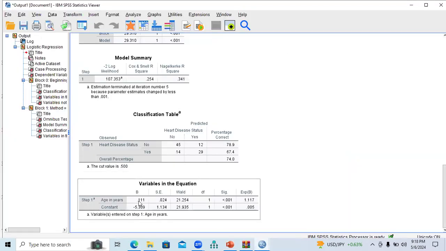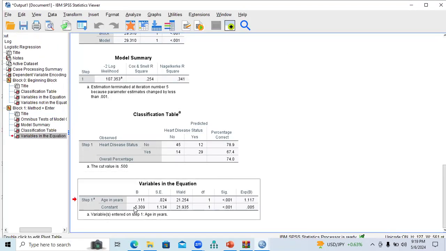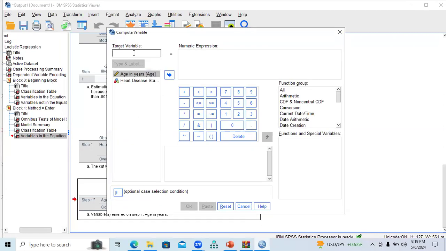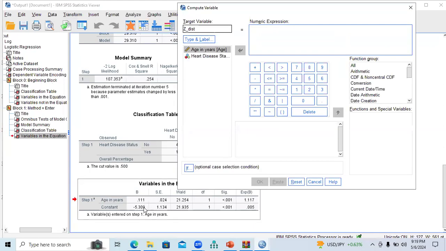So this is the value, this is the coefficient value, and this is the simple value. So what we need to do, we go to Transform, Compute Variable, and we need to write here Z distribution. You can write here distribution. So what we need to put, we need to place here our model. So if you see here, this is the constant value, minus 5.309.